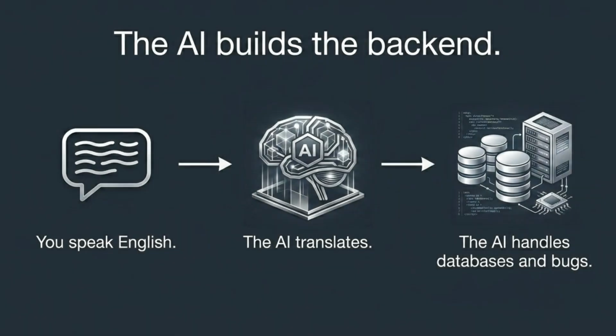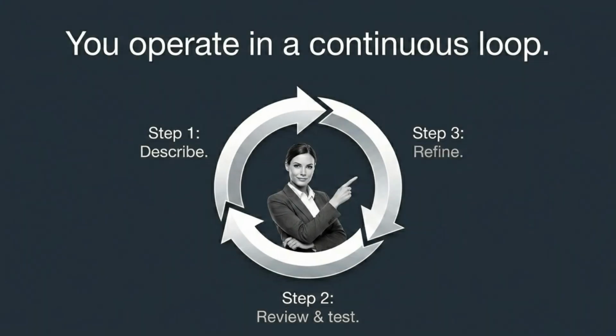The AI handles the backend. You speak English, the AI translates your request, and then manages the databases and resolves bugs. You operate in a continuous loop. Describe your app, review and test the output, and refine based on the results.